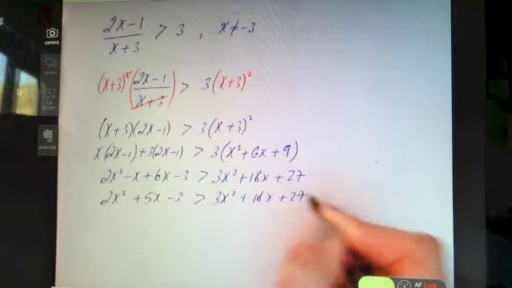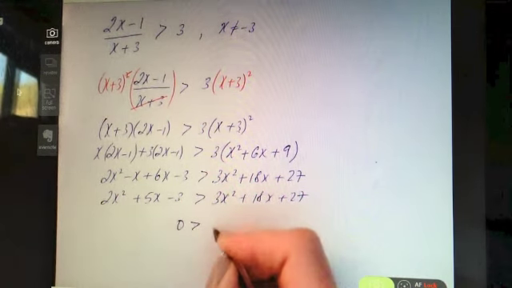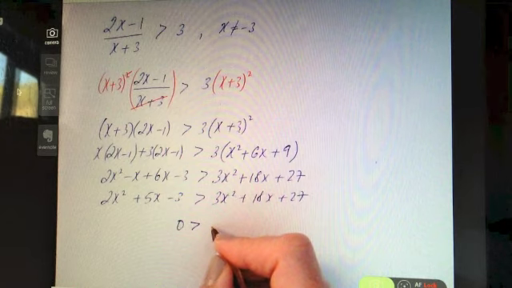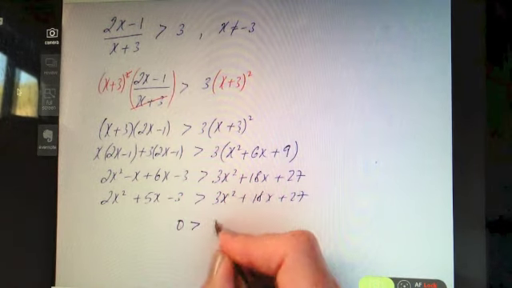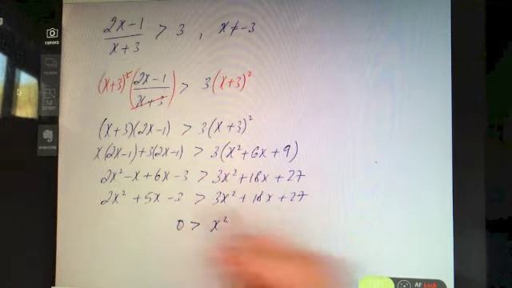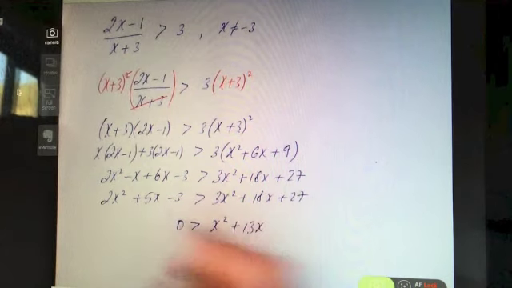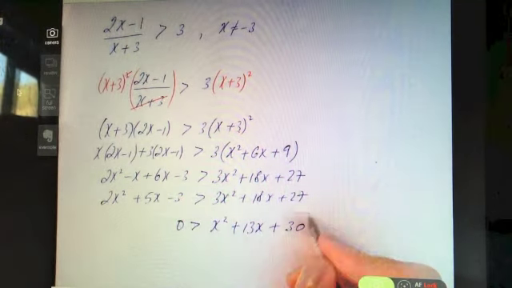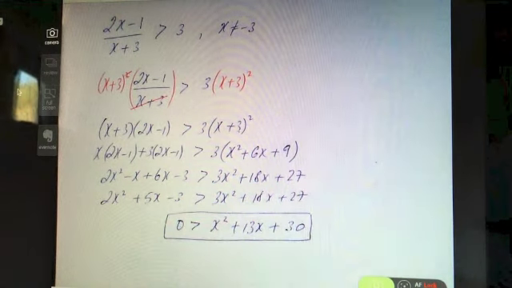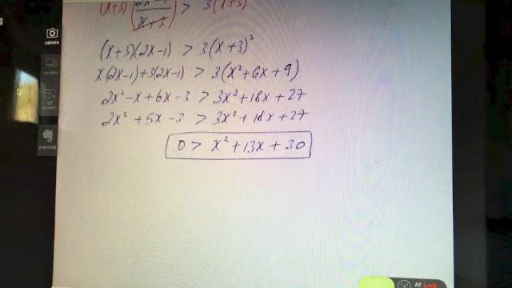All right, let's take away everything here on the left-hand side, so we have it all tidied up. Taking away 2x² from both sides, 3x² take away 2x² is 1x². Taking away 5x from 18x will give me 13x, and adding 3 to both sides here will give me 30. So this is the quadratic inequality I'm then left with, and that's what I'm now going to solve.